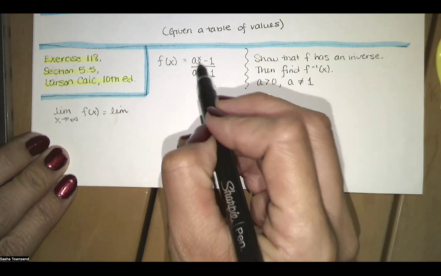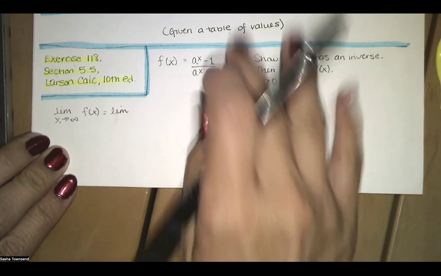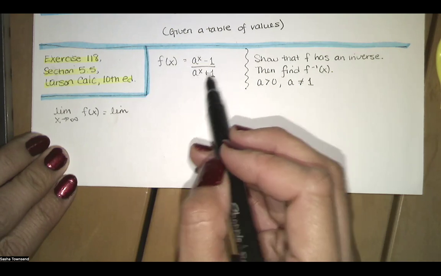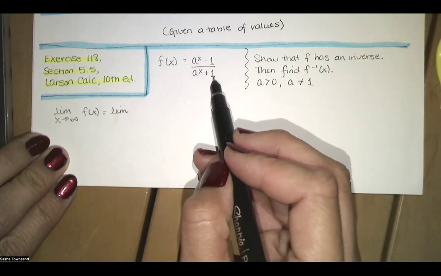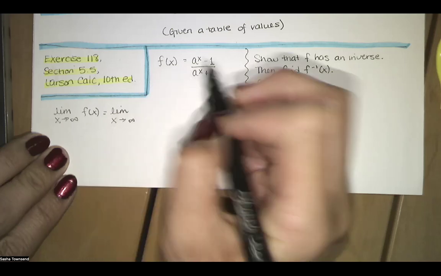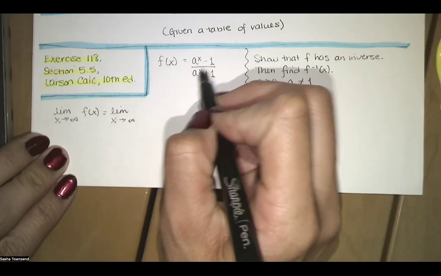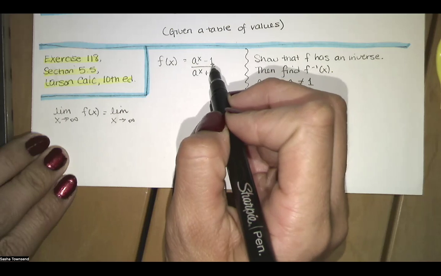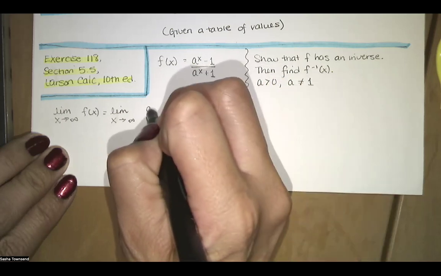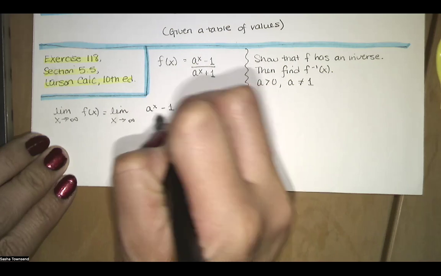So if a is greater than 1 and I raise it to a large power, that's going to be a really large number minus 1. And this is going to be a really large number plus 1. So it's an infinity over infinity indeterminate form, but I notice that this is basically the same number as this. The only thing is that I've subtracted 1 from the numerator and I've added 1 to the denominator. So I'm really expecting this to have a finite limit.